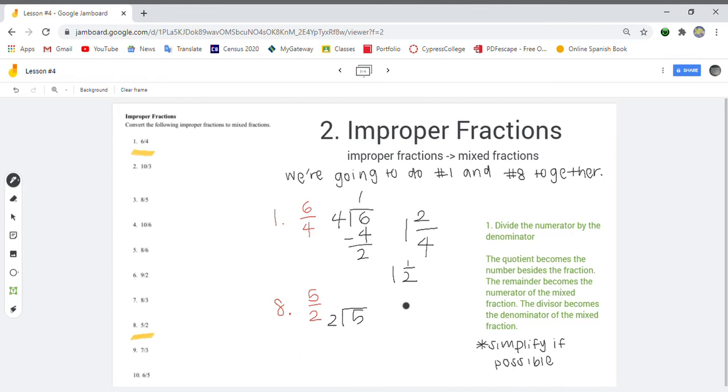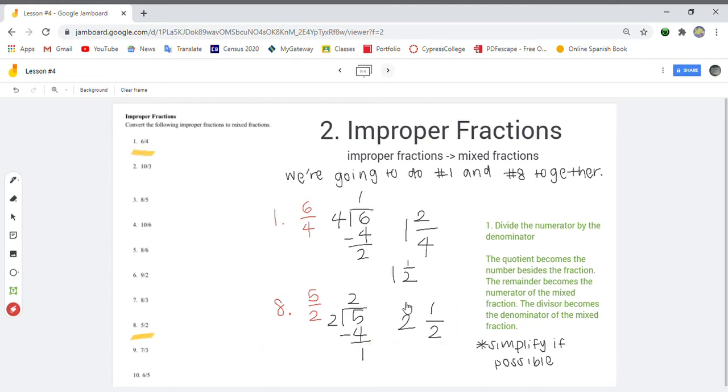And 2 goes into 5 2 times, so we'll place the 2 over here and 4 over here. And 5 minus 4 is 1, and there it is. So the quotient will become the number beside the fraction. So 2 will become the number over here. And it says the remainder becomes the numerator, so 1 will become the numerator. And it says the divisor becomes the denominator, so 2 will become the denominator. And since there's nothing to simplify over here, this will be your final answer for 8.